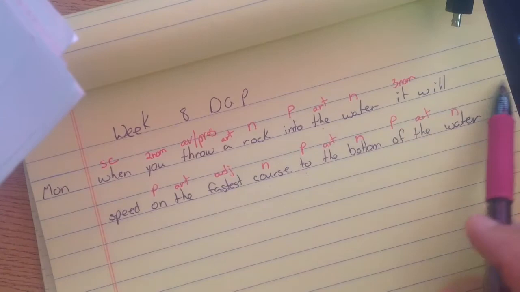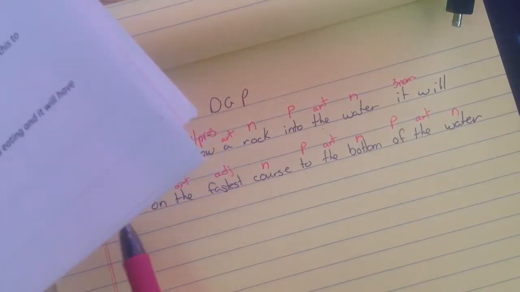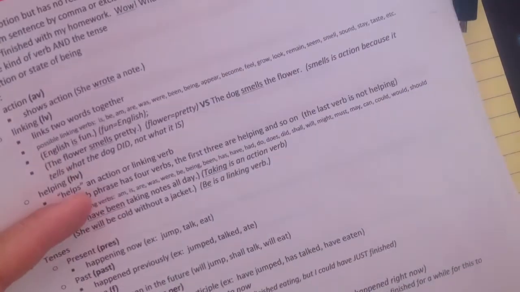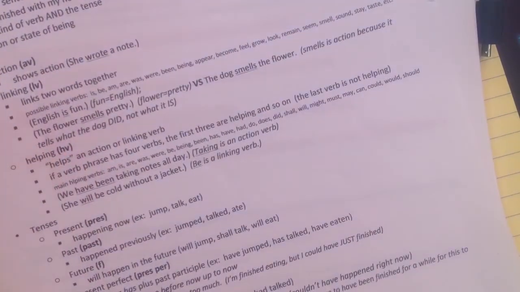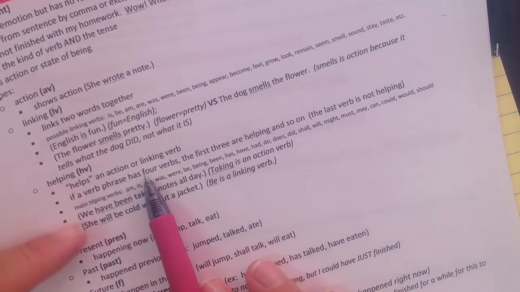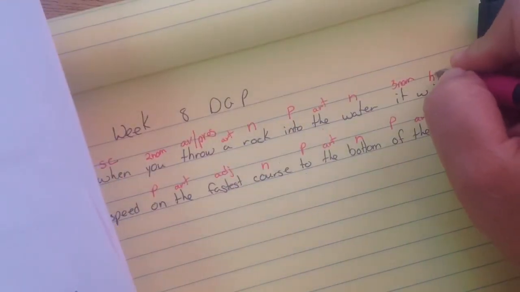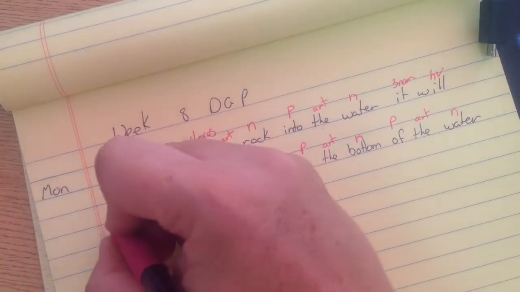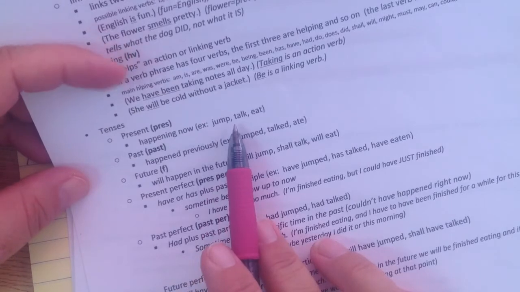And then I get to, oh, it's will speed. That does have a helping verb. Speed and will go together. So, and I hate that I wrote them on different lines because they really should be treated together. But a helping verb helps an action or a linking verb. So this is a helping verb. Speed is an action verb.